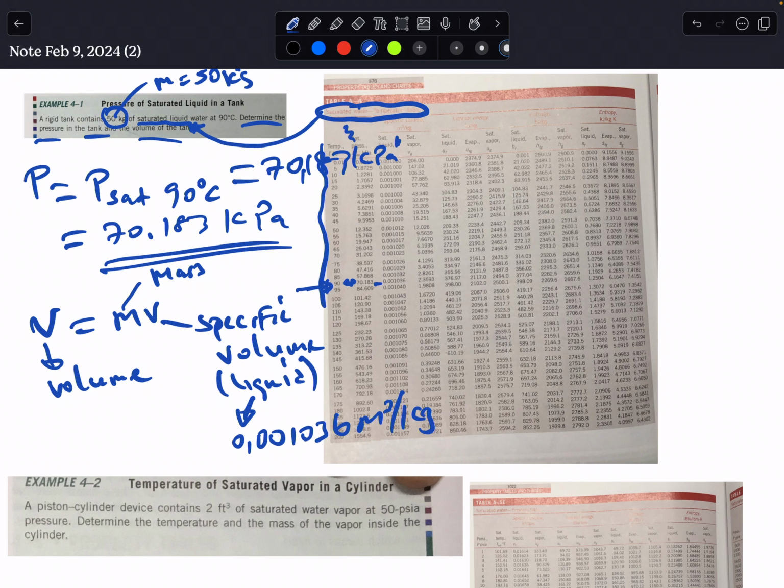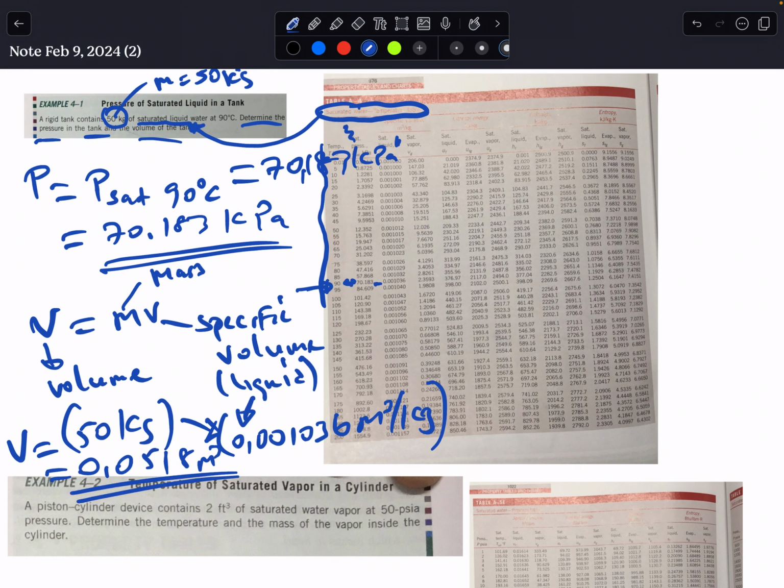And now I can solve for my volume. So my volume becomes what? The mass of saturated liquid, which is 50 kg, times this value which I have gotten for specific volume of saturated liquid. And when you do your mathematics, this is going to give you 0.0518 meter cube.